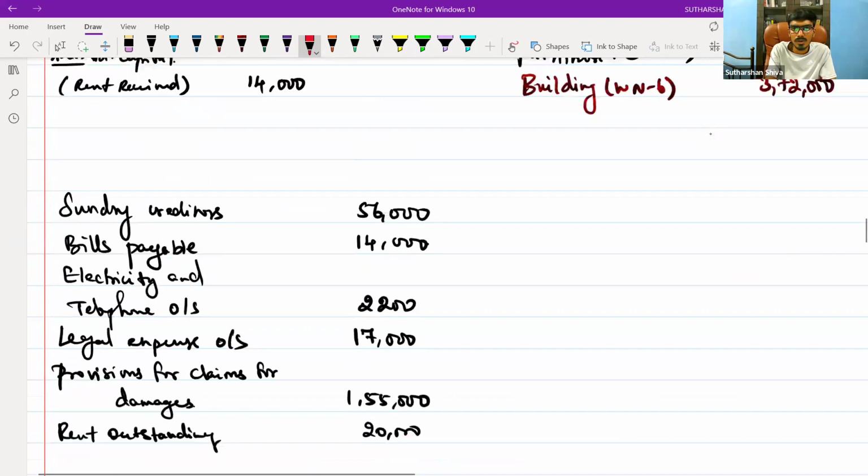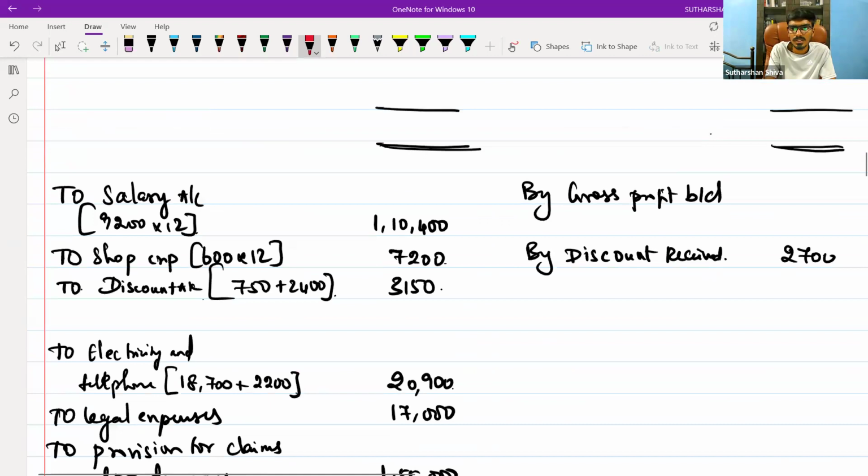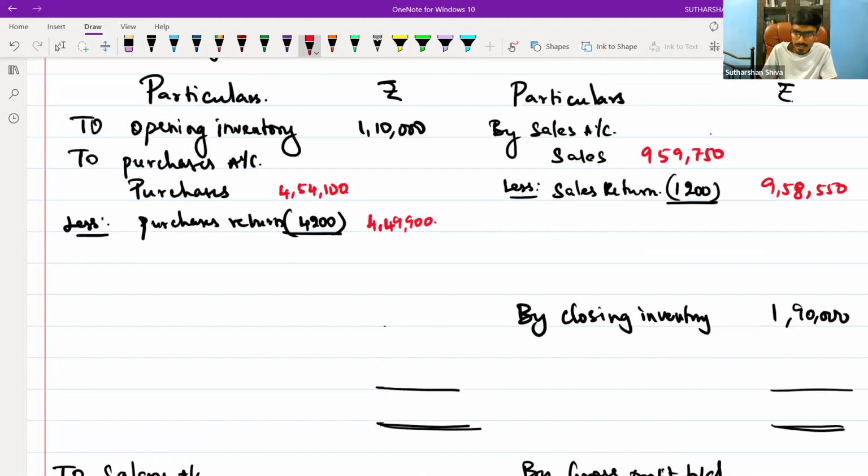Yes. Now I need to close this. Sum of my credit side plus 1,90,000. What value are you getting? I am getting 11,48,550. Those who are watching these recorded classes also, are you getting the same 11,48,550? Then give me a value minus 1,10,000 minus 4,49,900.